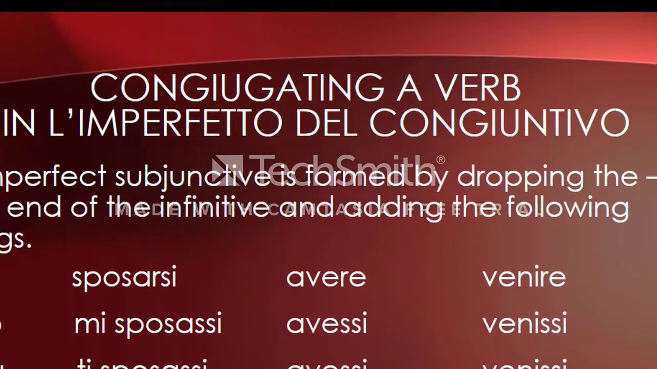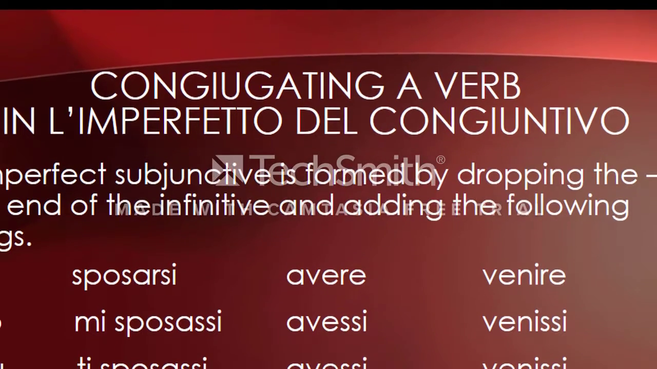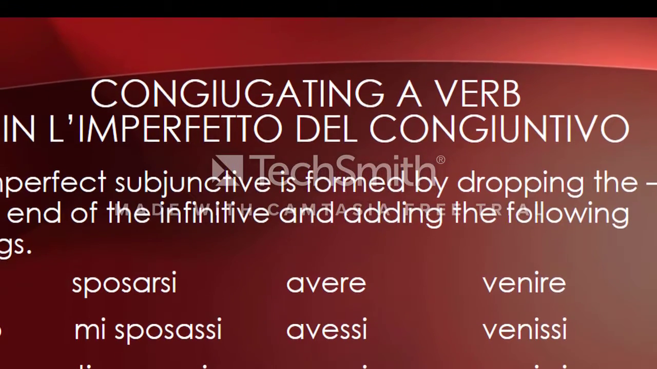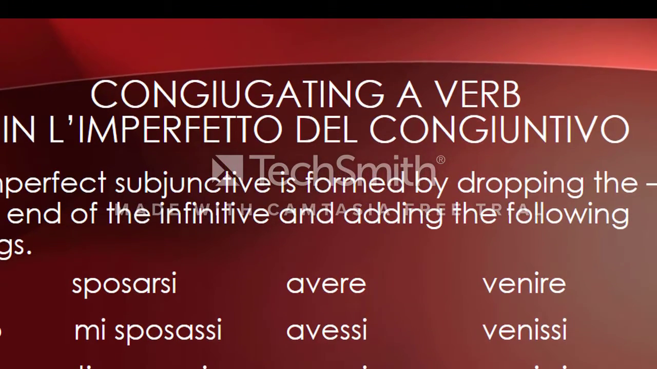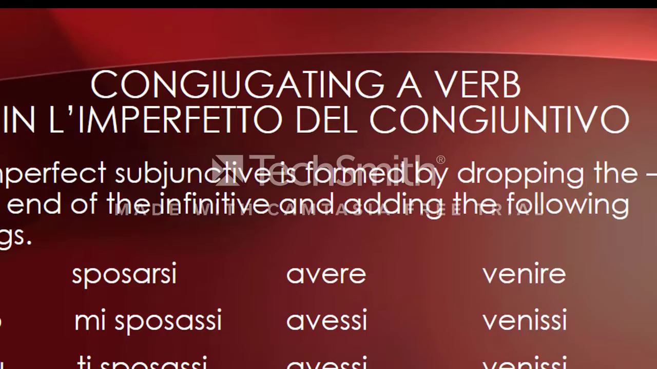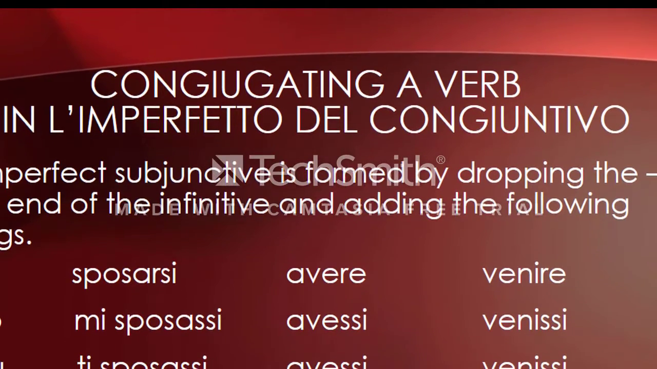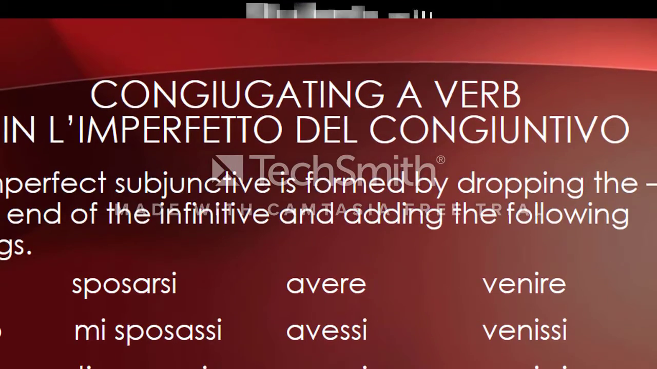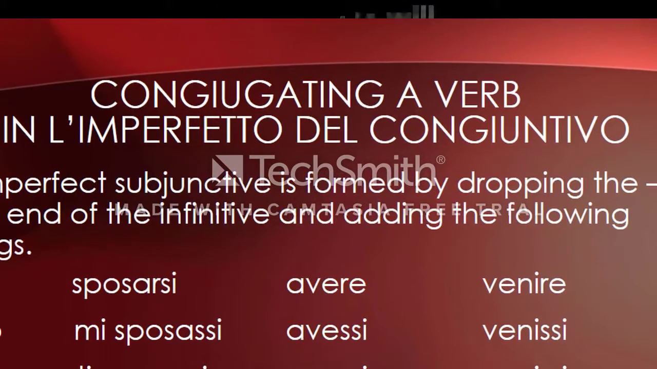So, che io mi sposassi, che tu ti sposassi, che lui o lei si sposasse. Then we have avere: che io avessi, che tu avessi, che lui o lei avesse. Venire: che io venissi, che tu venissi, che lui o lei venisse.